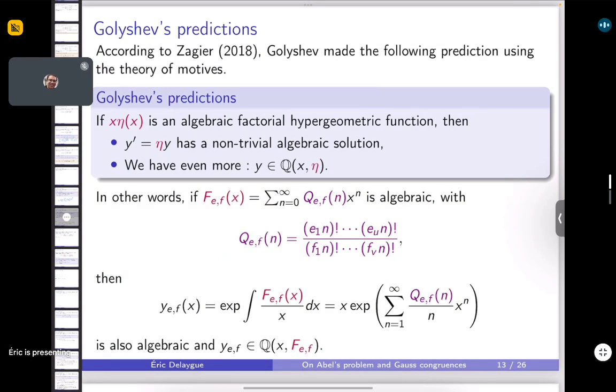So if we reformulate this, in other words, if you take the generating series of a sequence of factorial ratios, the QEF, and you assume that this is algebraic, then the solution of the differential equation is given by the exponential of this integral, okay? You can rewrite this as x times the exponential of this power series, whose coefficients are q over n. And the prediction of Golyshev is that this is again algebraic, and that it belongs to the field spanned by x and f.